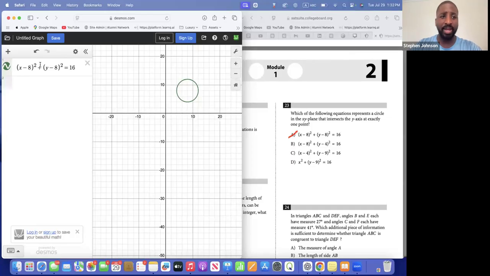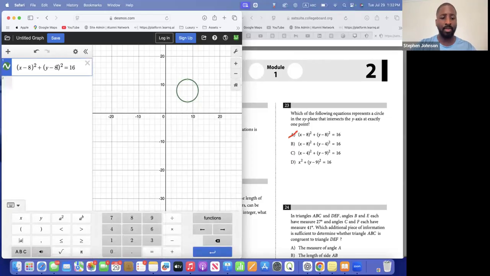Choice B also has an x minus 8. Instead of a y minus 8, it has a y minus 4. So I just switch that out. It keeps that 16. Oh, what do we know? Here, it is touching the x-axis at one point. But again, our question says that it should intersect the y-axis at exactly one point, which means choice B is also wrong, right? So that's good to know.